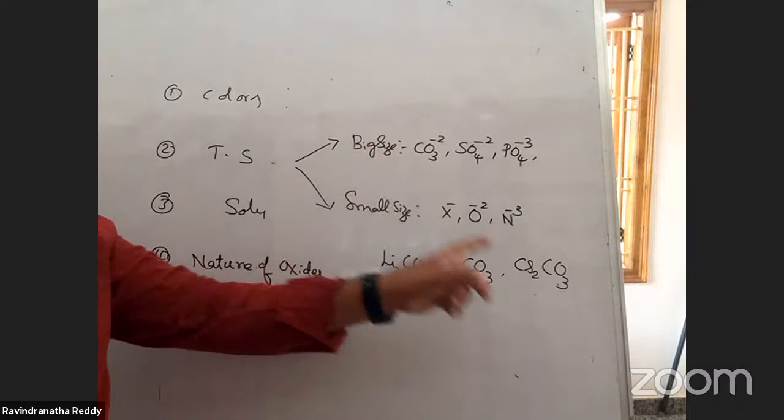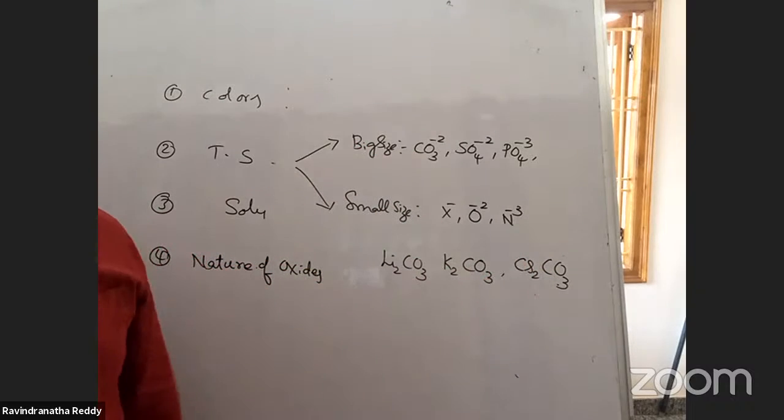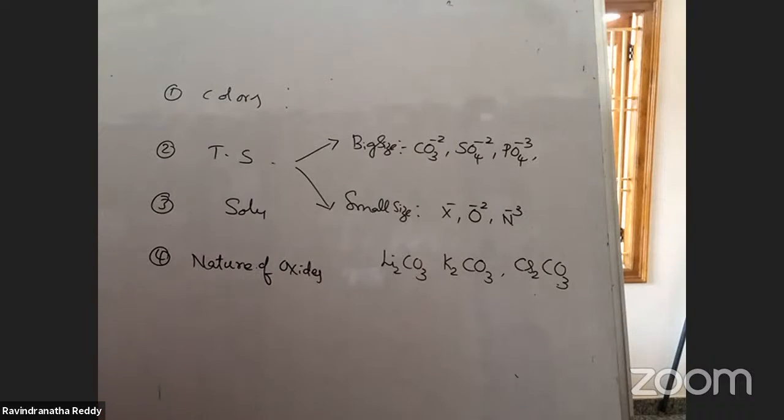Carbonate is big size. Among these three compounds, which one is thermally more stable? Cesium carbonate. Least thermally stable, which one? Lithium carbonate. Very good.